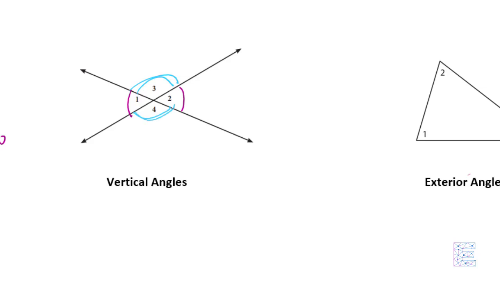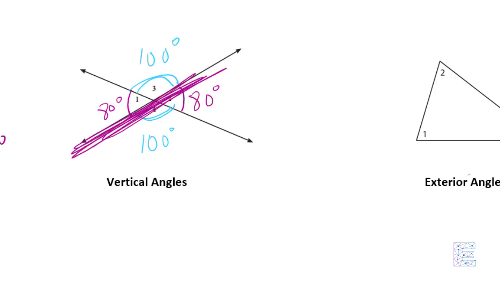Vertical angles are congruent, so that means if you knew the measure of angle 3 to be 100 degrees, well, angle 4 would also have to be 100 degrees because they're congruent. And of course, angle 1 would be 80 degrees, and that means angle 2 would also be 80 degrees. Notice that angle 1 and 3 are adjacent to each other, and they form a linear pair, 1 and 3. And when you add them, they equal 180. That's basically the same idea we just learned from the previous concept.